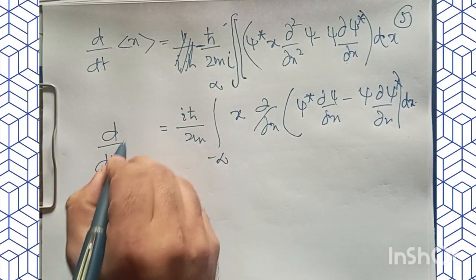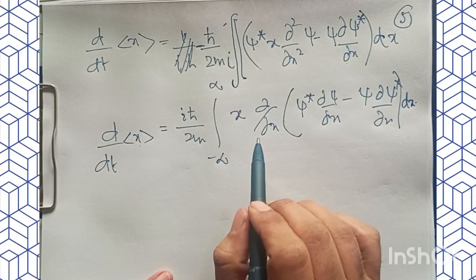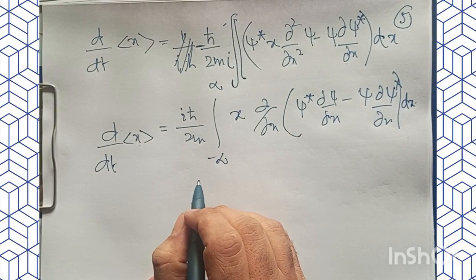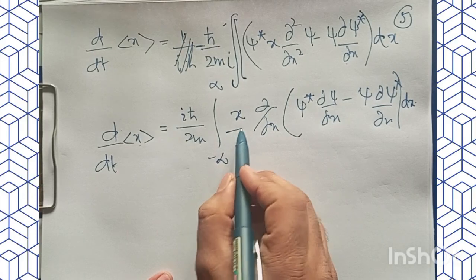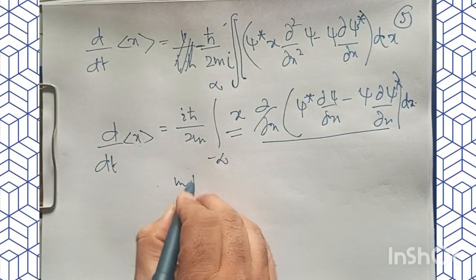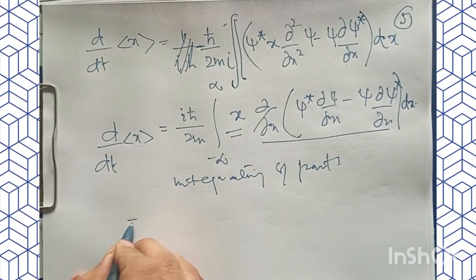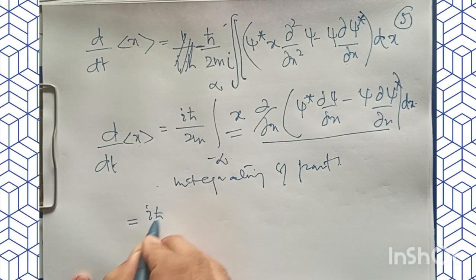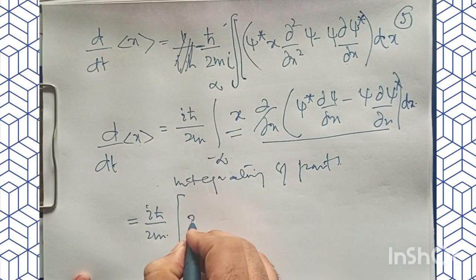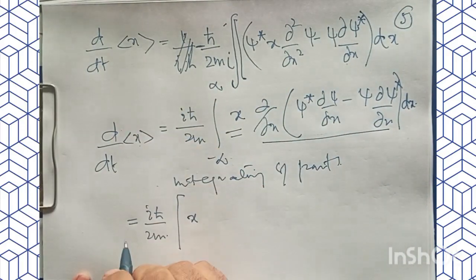Now this should be d by dt of the expectation value of position. Now, if we integrate the right-hand side of this equation, obviously we have x and we have this whole thing. So I integrate it, integrating by parts. For that, I h cross will be outside, divided by 2m will be outside. Now I will write x here as u, then integration of this thing, and when I take the integration of this thing, this differential and integral will cancel.